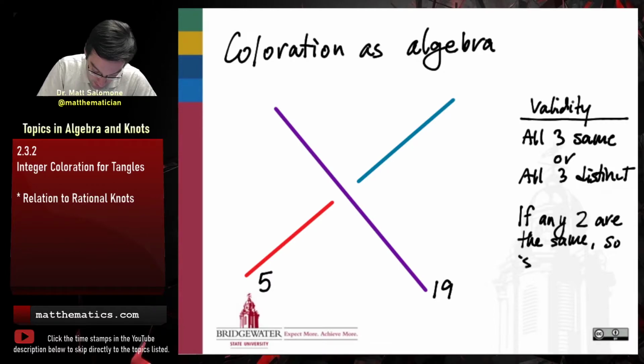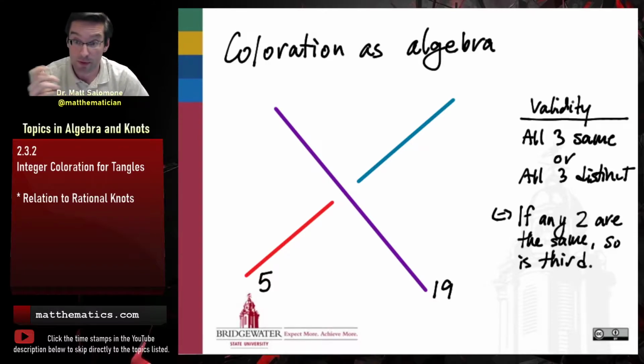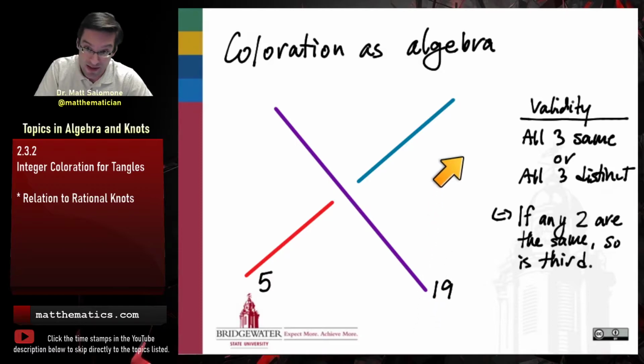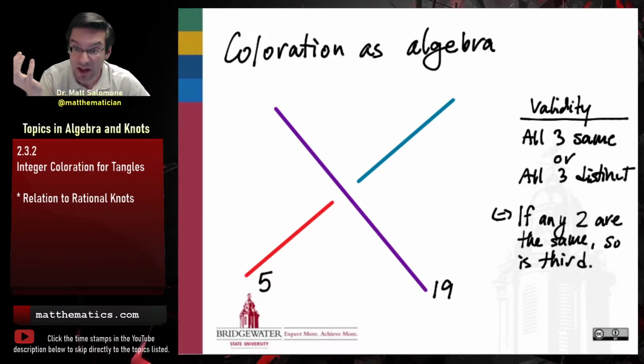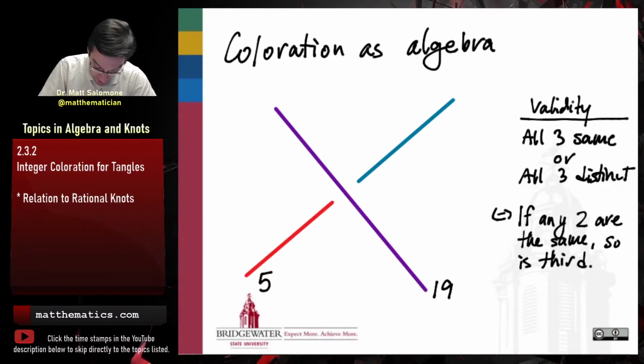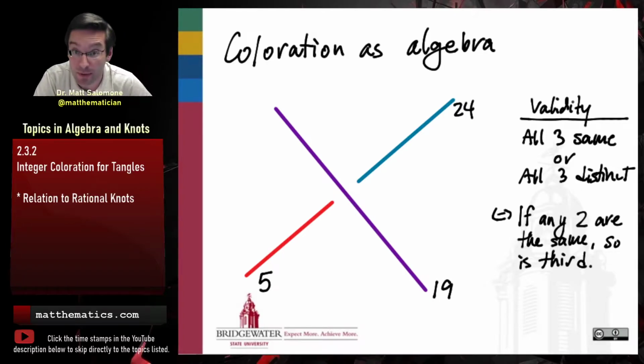So is the 3rd. That's an equivalent criterion to the all 3 same or all 3 distinct. So what are some ways in which I could take 5 and 19 and maybe produce another number up here, which I know is guaranteed to be, because these 2 are different, I want to guarantee that this one is different as well. I could add them together, right? 5 plus 19 would give me 24. And now I know that all three of those numbers are different.